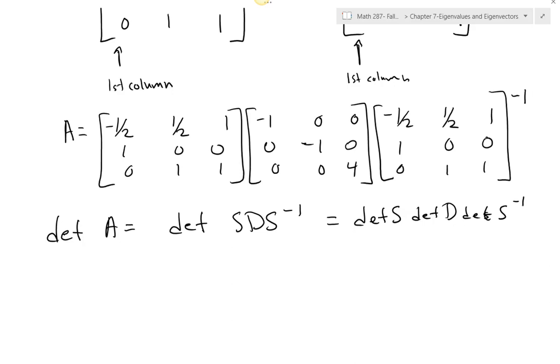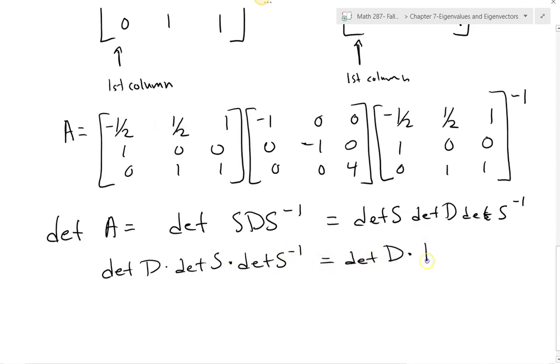So this is now the determinant of D times the determinant of S times the determinant of S inverse, which equals the determinant of D times the determinant of S times 1 over the determinant of S. While you can't divide matrices, these aren't matrices. These are scalars. So this simply equals the determinant of D, which equals -1 times -1 times 4. So that's 4.